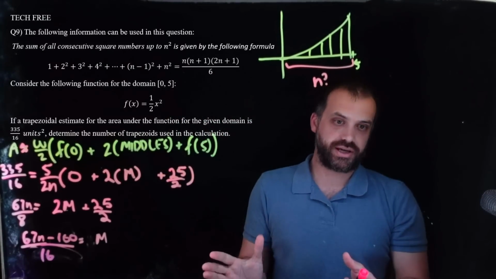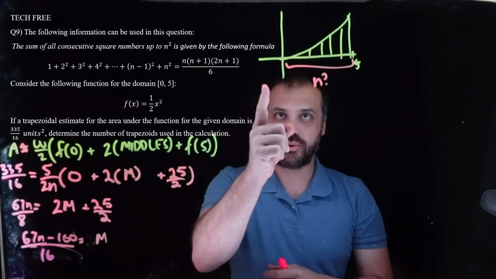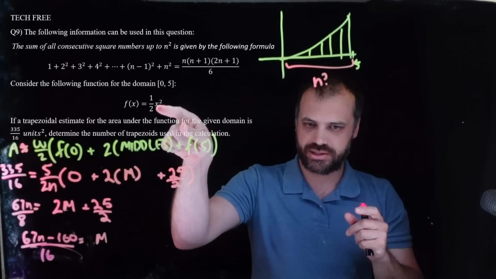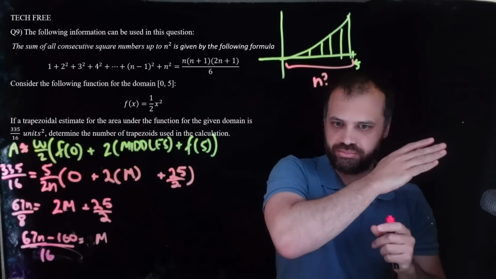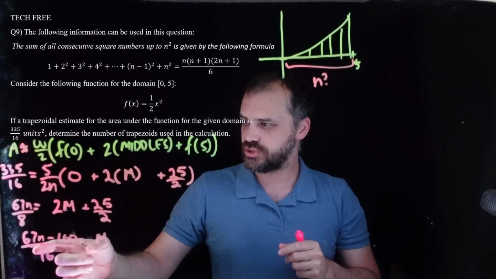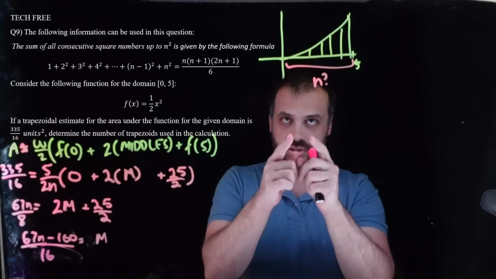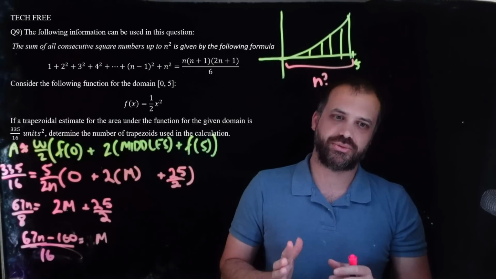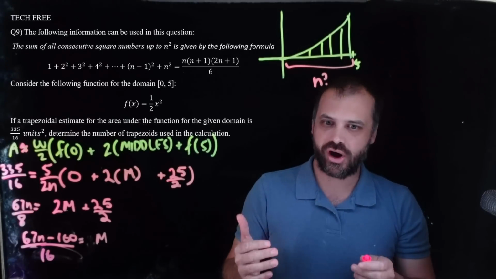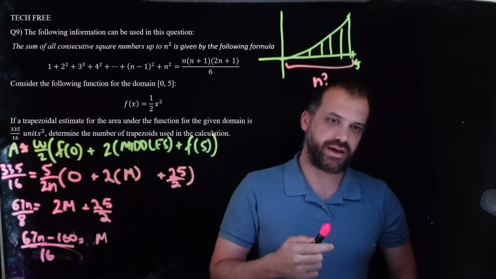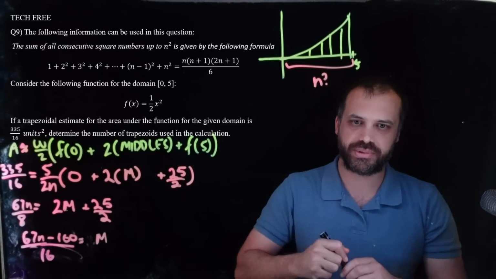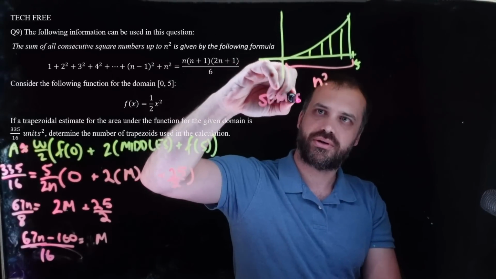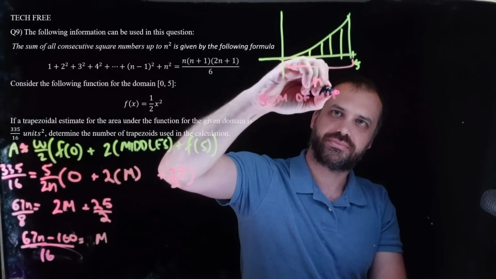All right, so what does this say? If I do all of my middles, the sum of my middles, and sub them into this equation, boom, boom, boom, boom, boom, boom, it's going to be equal to 67n, the number of strips, minus 100 over 16. I really need to deal with the sum of the middles. The time has come to start figuring out how to deal with this sum of middles. All right, so let's deal with sum of middles.